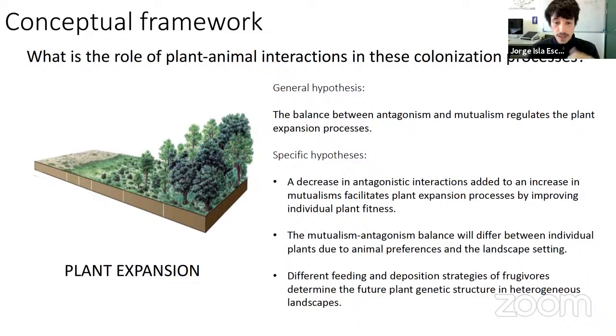And finally, our last hypothesis that we want to test in this project is more about the consequences of the plant movement in genetic terms. And this is the hypothesis that different feeding and deposition strategies by frugivores are going to determine the future plant genetic structure in heterogeneous landscapes.